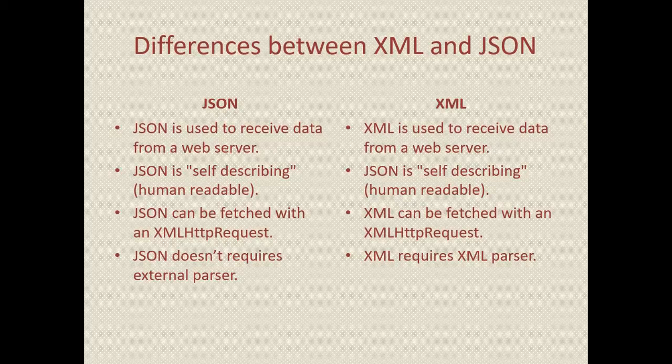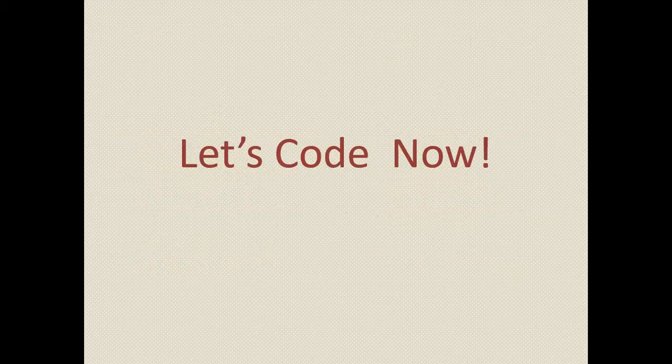They both can be fetched with the XML HTTP request object, but the main difference here is JSON is fast and small because it doesn't require an external parser. It is ready to parse as a JavaScript object, but XML requires an XML parser. So we'll see more about JSON in the later session of this video. Now let's code.